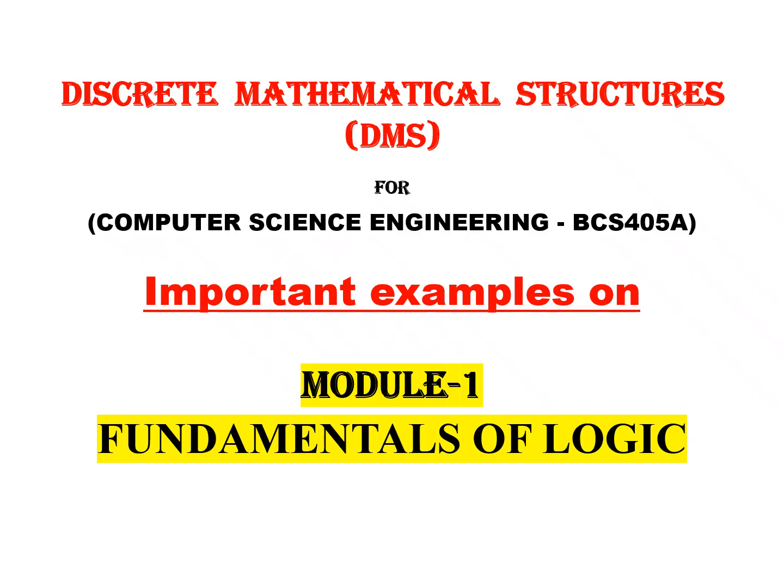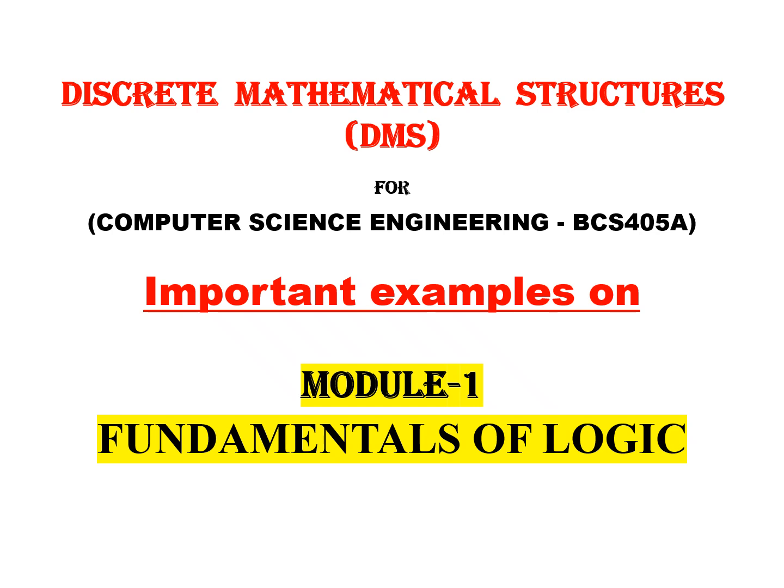In this video, I'm going to discuss examples on Discrete Mathematical Structures, that is DMS, for computer science engineering students. Subject code is BCS405A. In this video, I'm going to cover examples from module 1. All these examples are from the previous year question paper, June-July 2024. Two examples I am going to solve from the first module, that is fundamentals of logic.